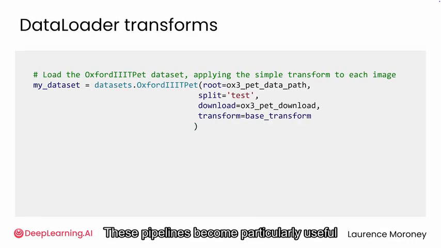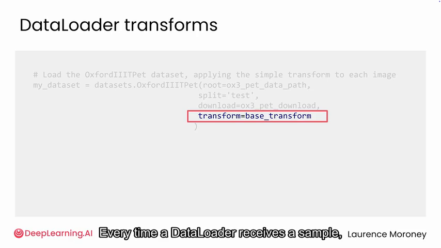These pipelines become particularly useful when integrated with data loaders. When you define a transformation pipeline and pass it to a TorchVision dataset, the transformation is automatically applied to every image entering a batch. Every time a data loader receives a sample, the pipeline will transform that original image.